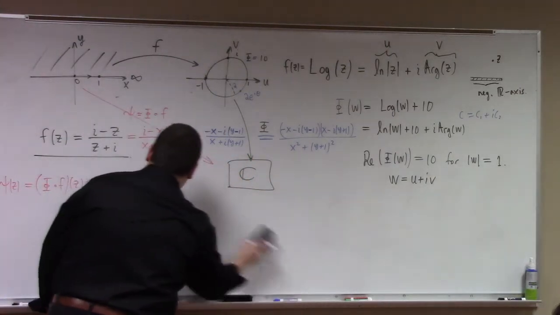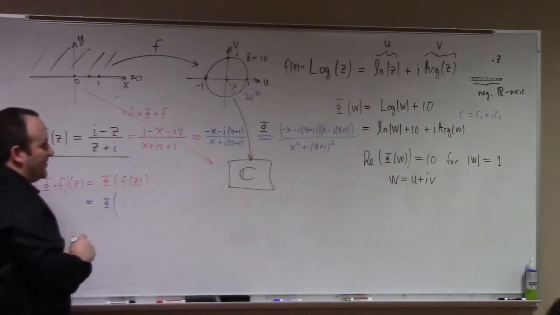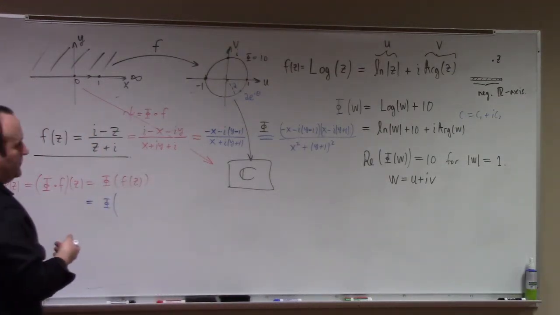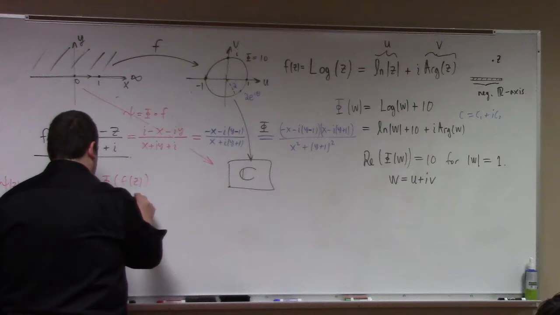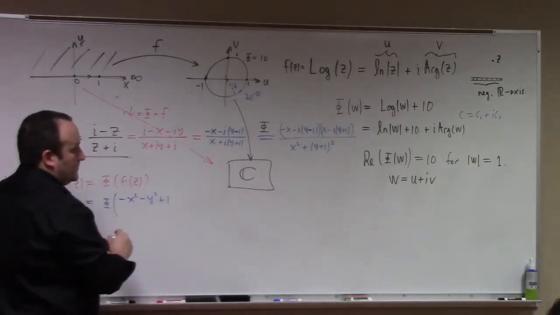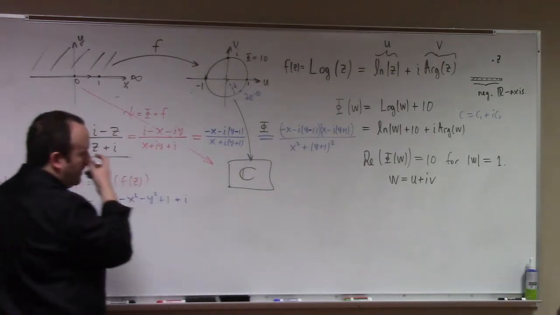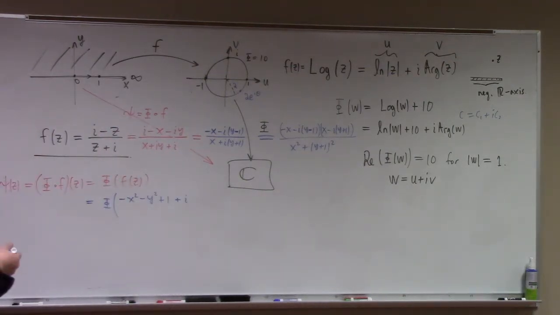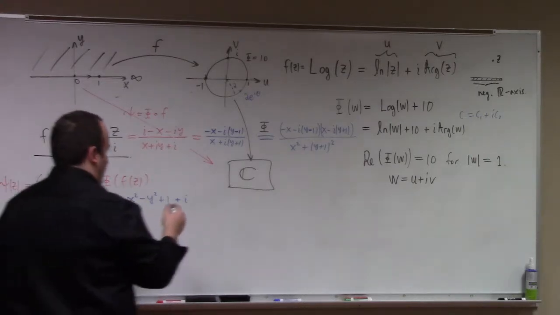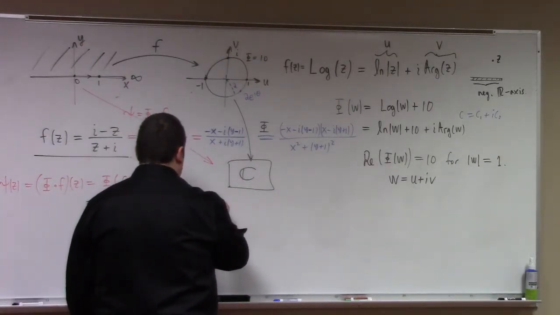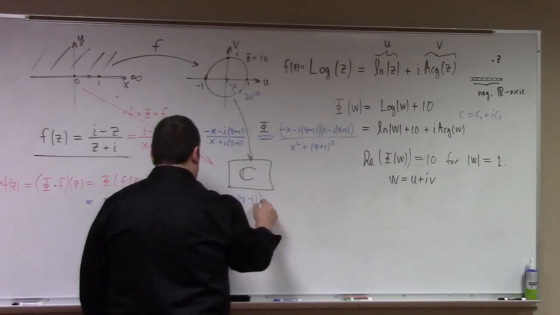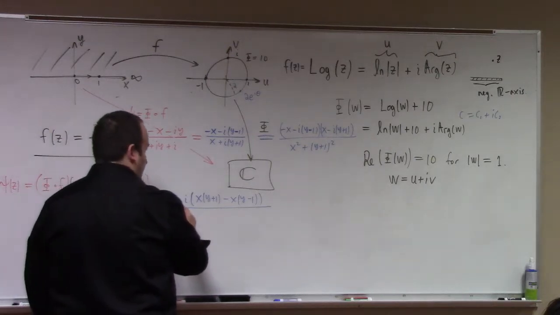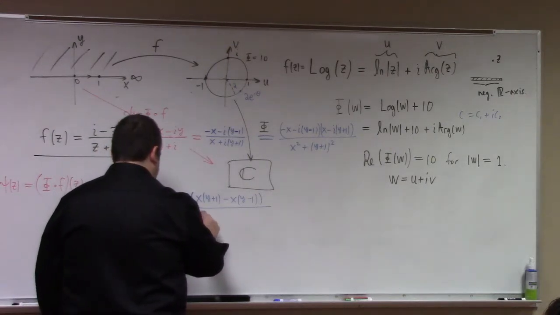Okay, so how's that? This only works if we're careful. What's that give me? Minus x squared minus y squared plus 1, plus i times what? I'll do some parentheses here. So we've got x times (y plus 1), minus x times (y minus 1). And that's all divided by x squared plus (y plus 1) squared.